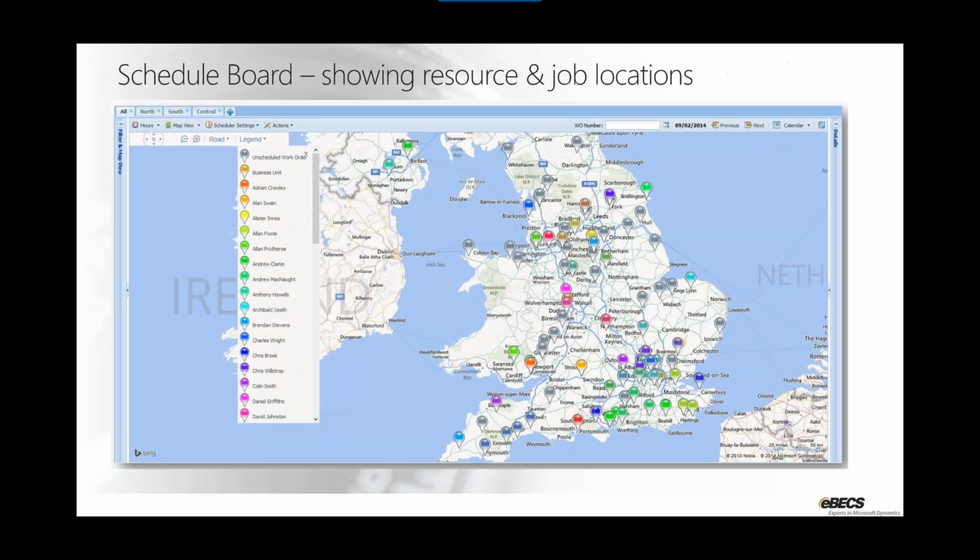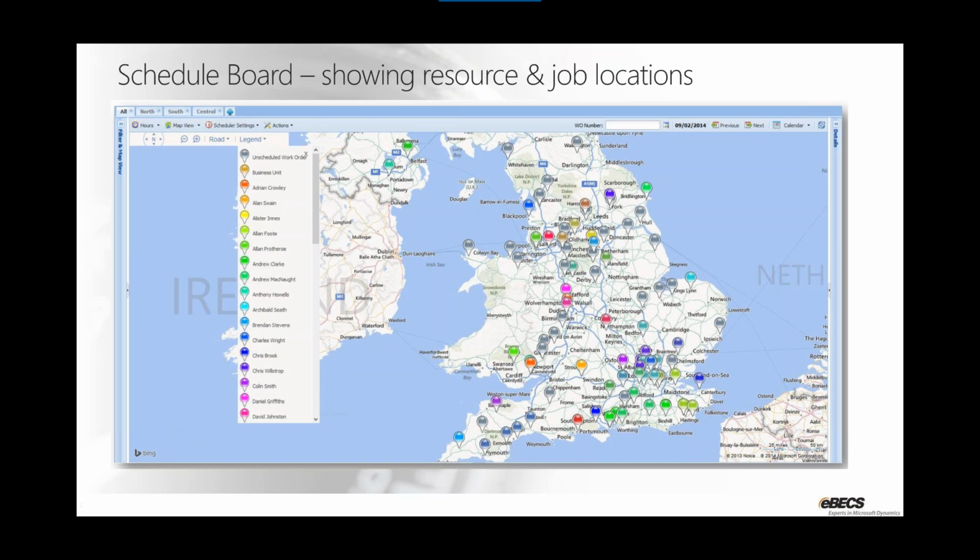We can look at both. We can also change this to be a whole map view where we could see where all the jobs are and also where our resource currently is, by pin. You'll see here that there's a number of resources on this one, and they're all color coordinated.